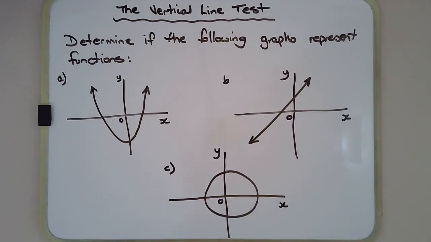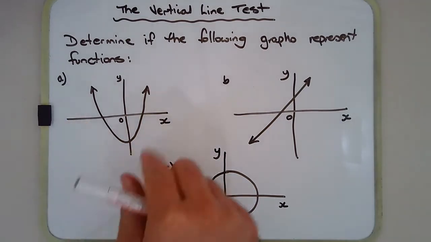In this video, we're going to look at examples of using the vertical line test to determine if a given graph represents a function that relates y with x. That is, one x value giving you no more than one y value. So let's have a look at the first example. So this is example A.